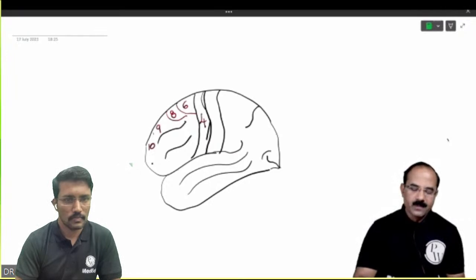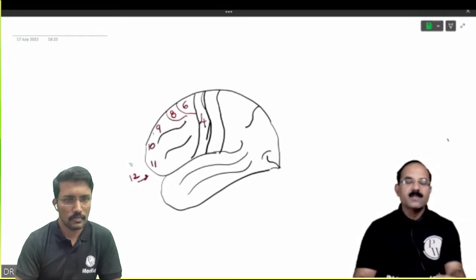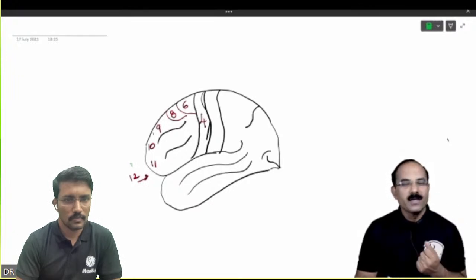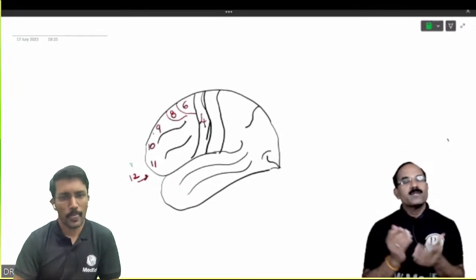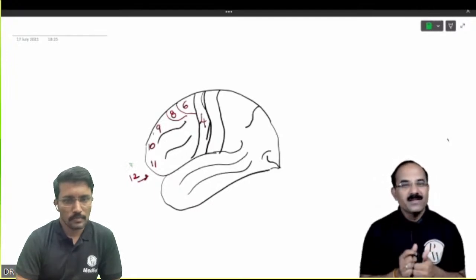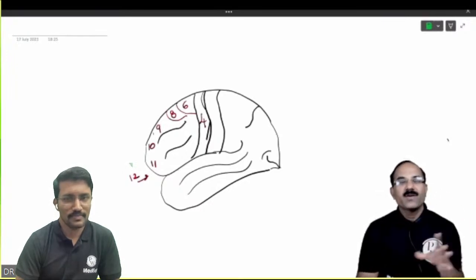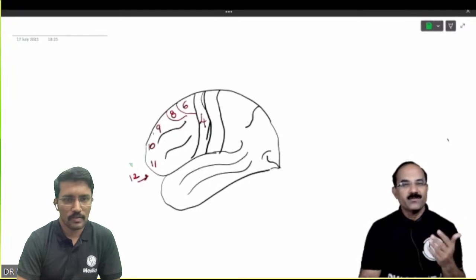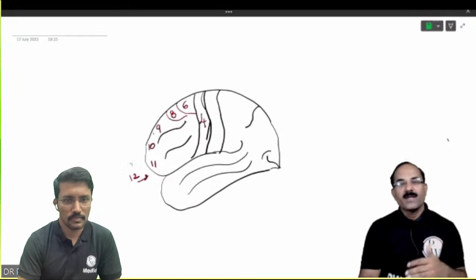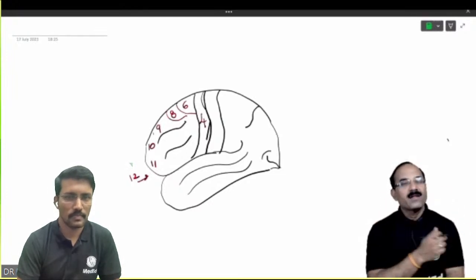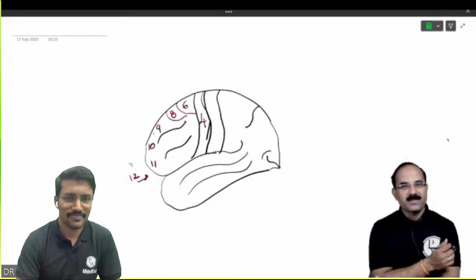Areas 9, 10, 11, and 12 are on the medial side of the brain. These areas are known as the prefrontal areas. What is the function of the prefrontal areas? Intelligence, memory, ego, self-respect. In short, social behavior or personality. These areas are highly developed in us. We are therefore known as social animals.